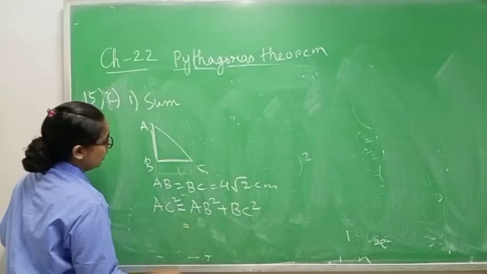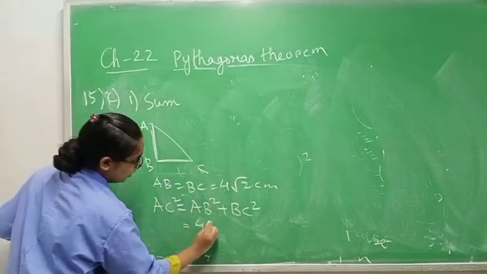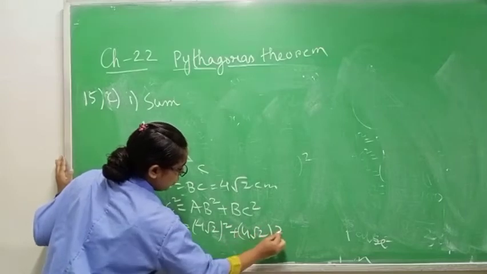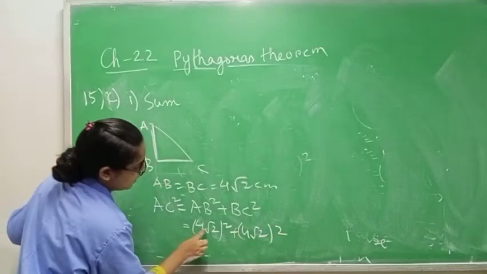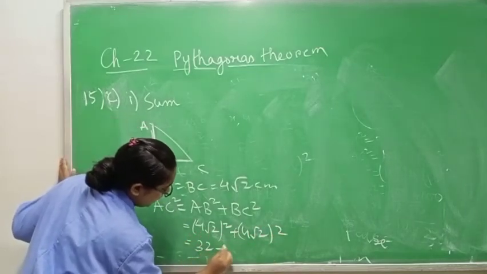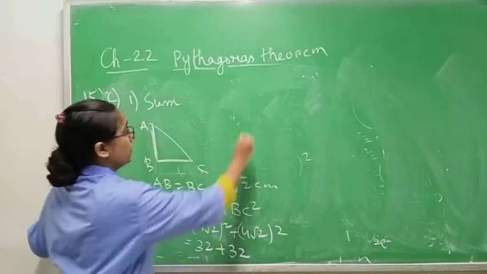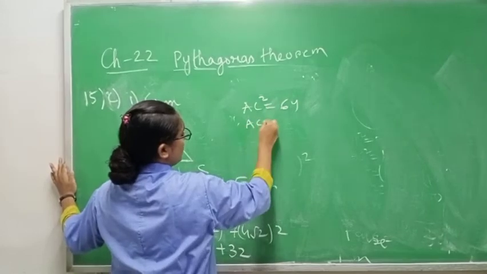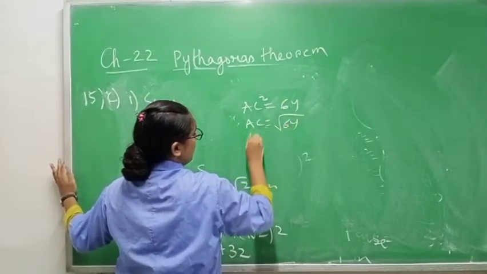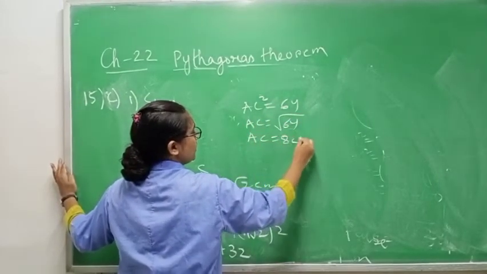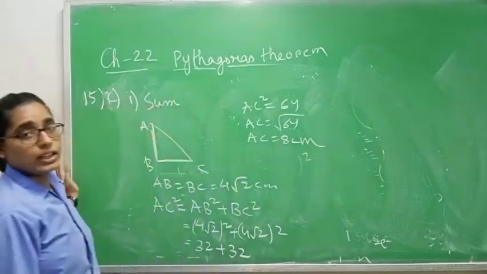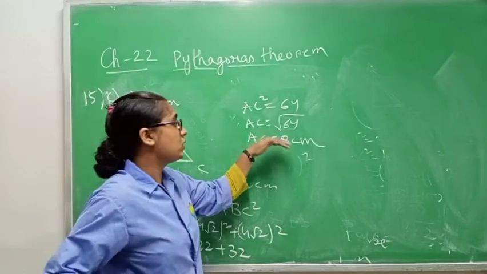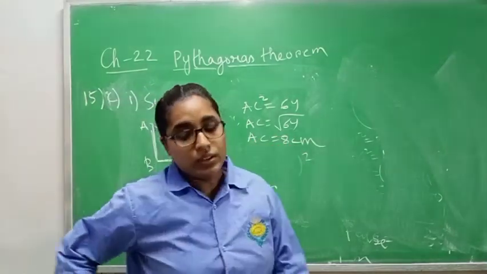So what is the AB value? 4√2 squared plus 4√2 squared. So 4 square is 16, 16 times 2 is 32, plus 32. How much will we get? AC square equals 64, and AC equals root over 64, so AC equals 8 centimeter. Means you will get 8 centimeter as your hypotenuse. So this one you will write in the given blank.